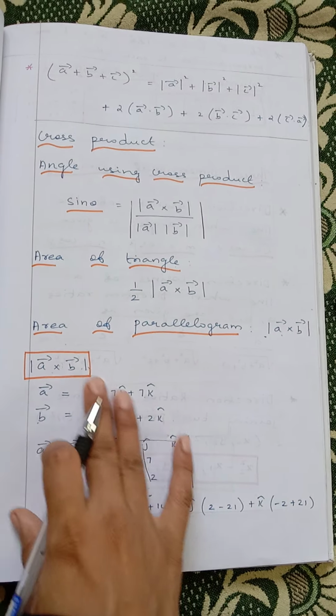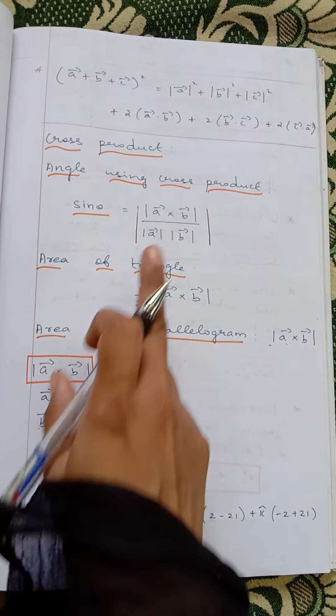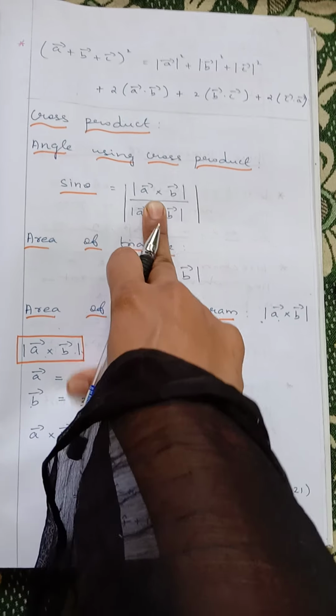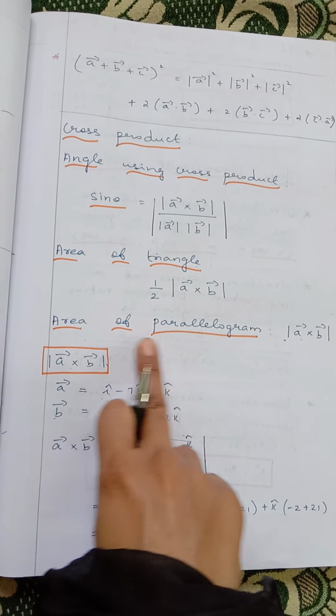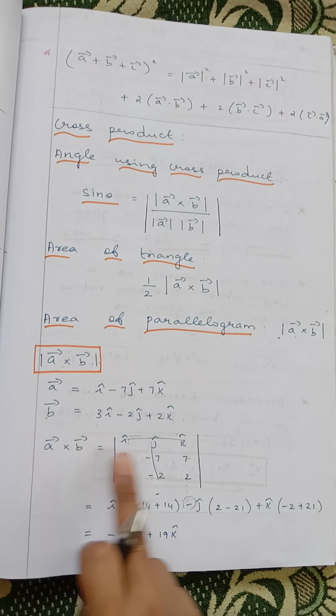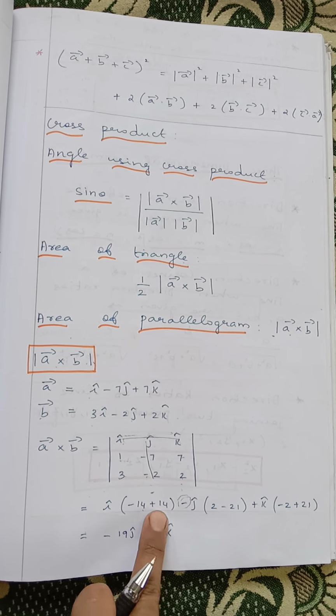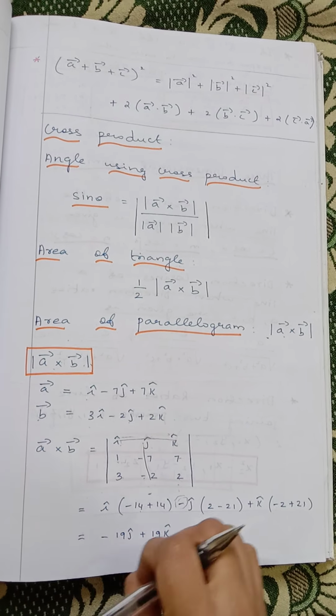Okay, so the cross product. If you know the cross product, you can find the angle between vectors using the cross product, the area of a triangle, and the area of a parallelogram. But this cross product is very important. So please see the symbols also. That is very, very important.